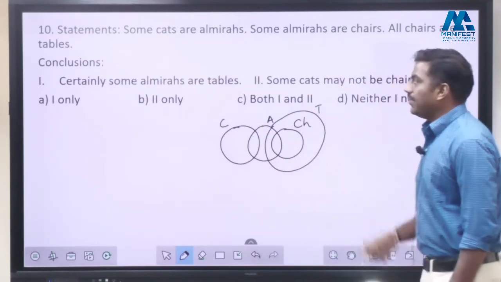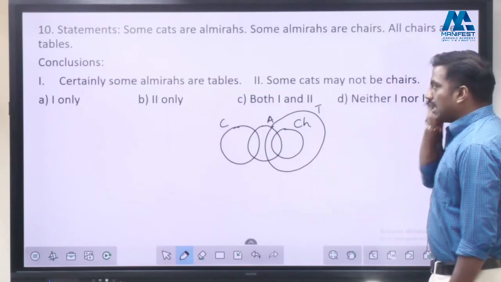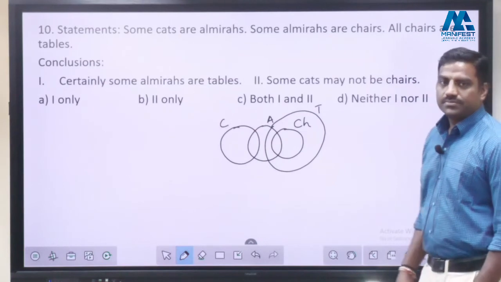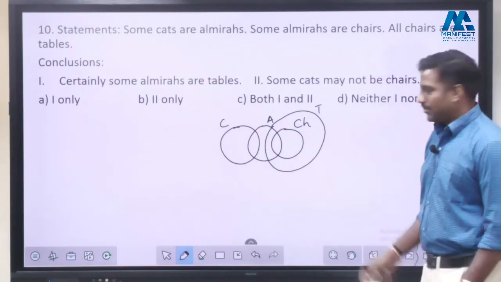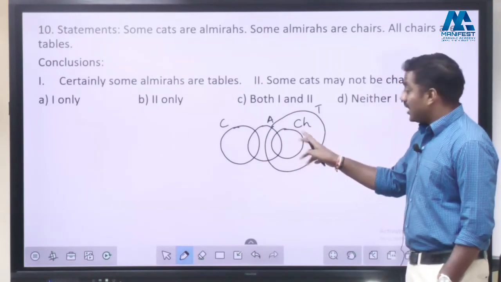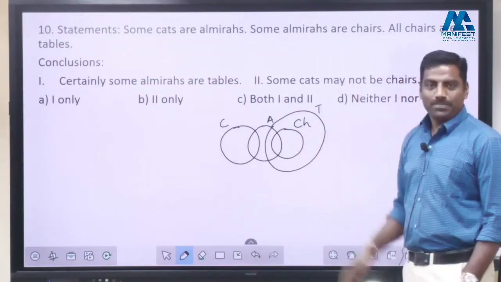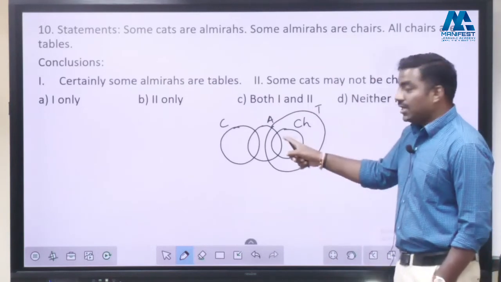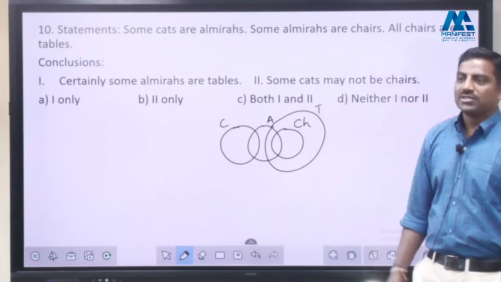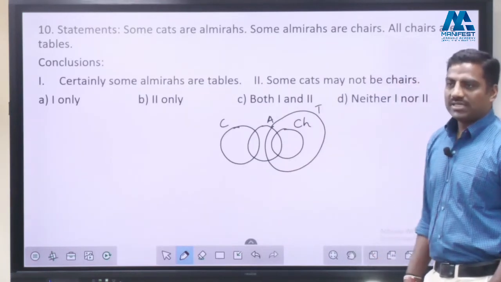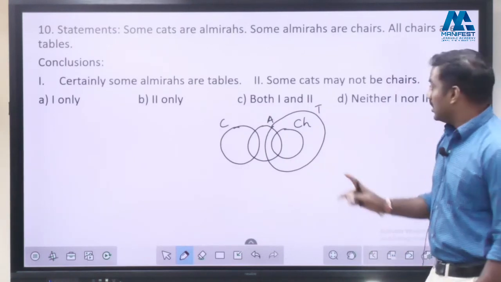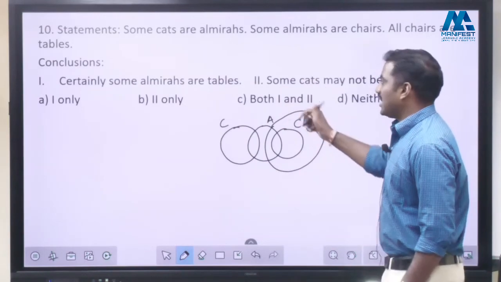Now, let us see the conclusions. Certainly, some almiras are tables. Yes, because there is a connection between almira and chair, and chair has to come inside T only, tables only. So that is why we cannot do away with the connection of A and T. That is a natural connection we have. Yes or no? We cannot discard this fact. So, certainly some almiras are tables. This is right.